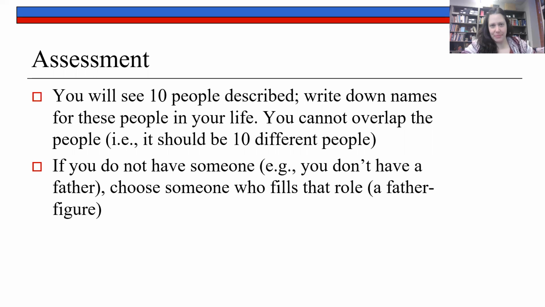When people take the REP test, they are asked to look at the list of 10 people on the next slide and write down a name for each of those 10 people. The 10 people you list can't double. So you can't, for example, have your father's name and then also your best friend. You can't also put your father. It has to be a different person. If you don't have somebody in that role, so for example, you don't have a father, you can put someone in who counts as a father figure to you.